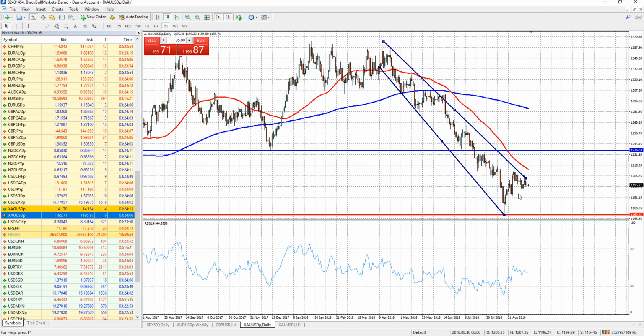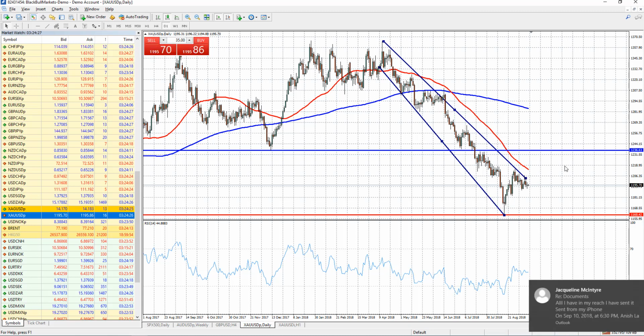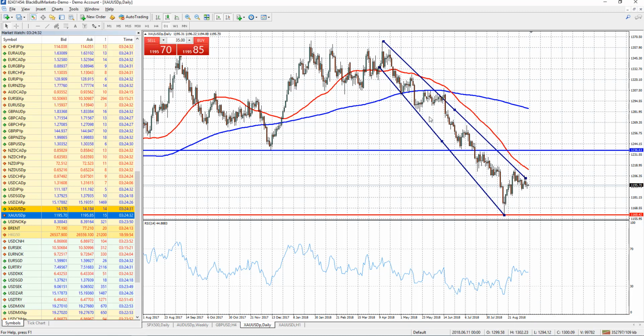Now, in this lesson, we have covered how to draw a simple trend line, how to modify your trend line, how to identify swing highs, swing lows, and triangles, and how to use trend lines to draw channels and triangles. In the next lesson, we will look at the moving averages on MT4. Thank you for your time.